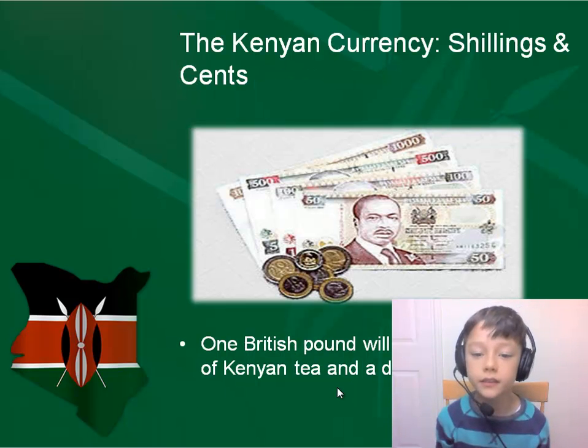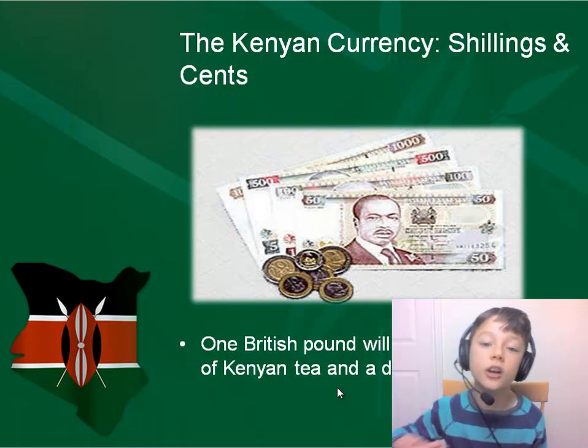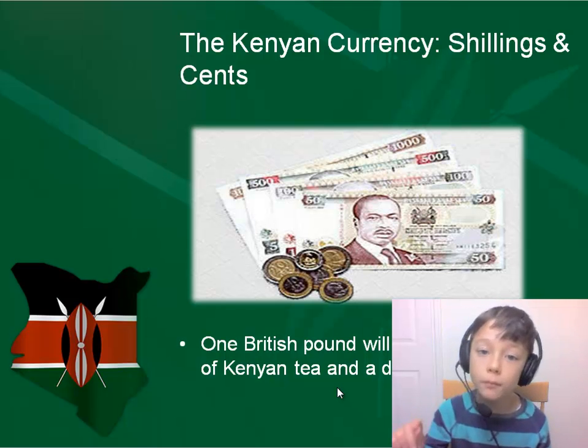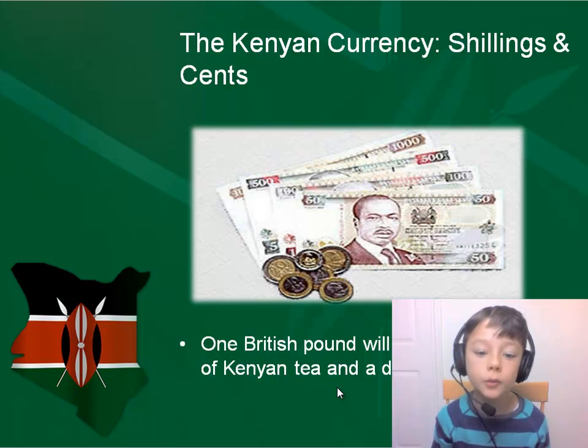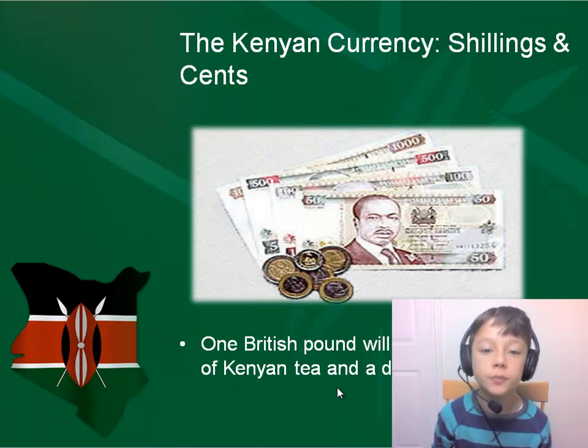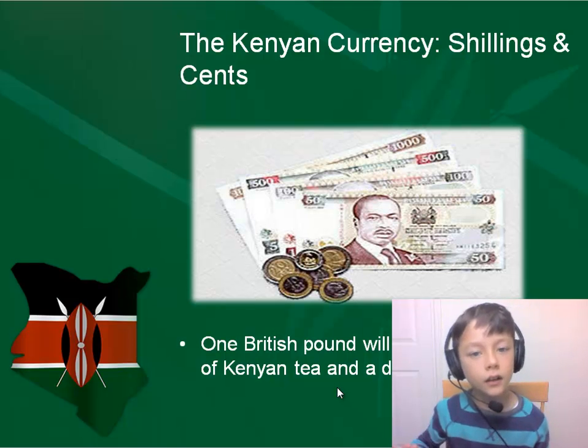The Kenyan currency. Well, the Kenyan currency is made up of shillings and cents. That's one British pound will buy you a good cup of Kenyan tea and a daily newspaper. In fact, that's not that much more than England.